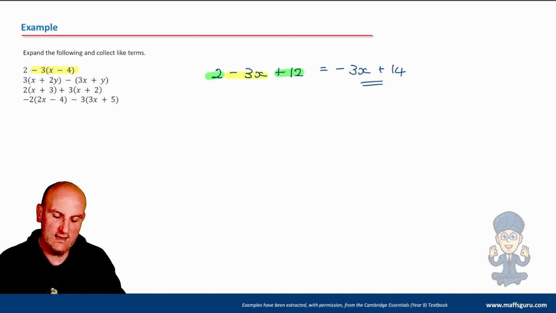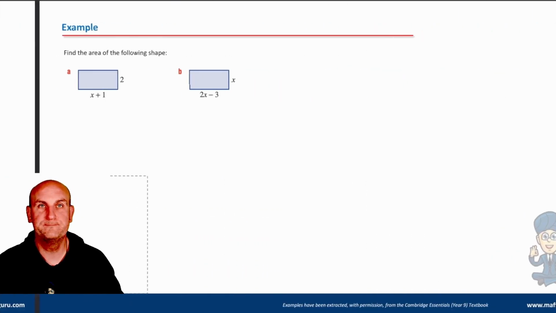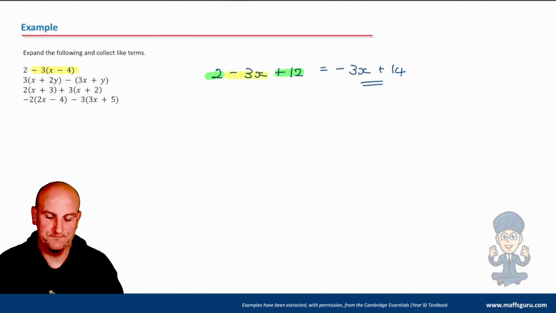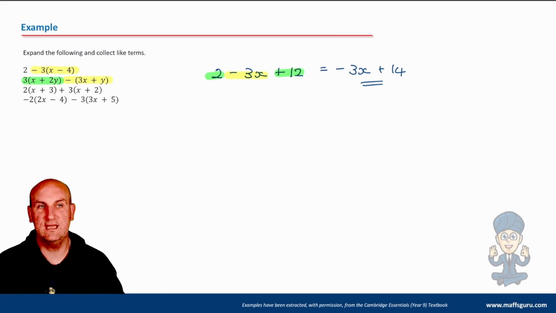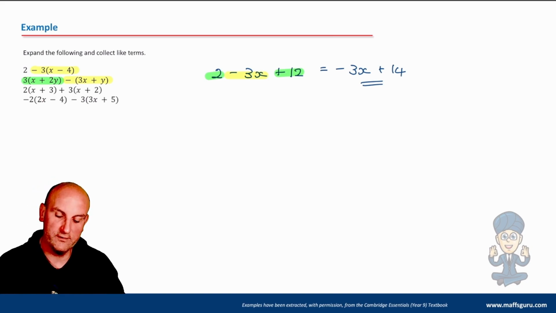What about the next one? That looks a bit challenging. Nah, we can do this. We've got 2 sets of brackets. So what we're actually going to do is expand that bracket first, and then expand that bracket. Then we're going to collect all of my like terms together. So let's do this first bracket first.